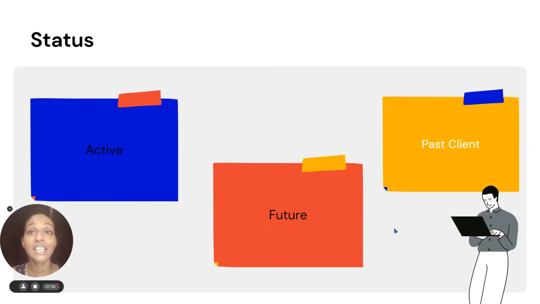And then the last status is past clients. Cannot forget about your past clients, guys. They are a gold mine for referrals and for repeat business. If you've had an amazing experience with a past client, you want to make sure you continue to grow and strengthen that relationship. They are going to be your absolute biggest cheerleaders. So that's a little bit of a summary on how to organize your leads.